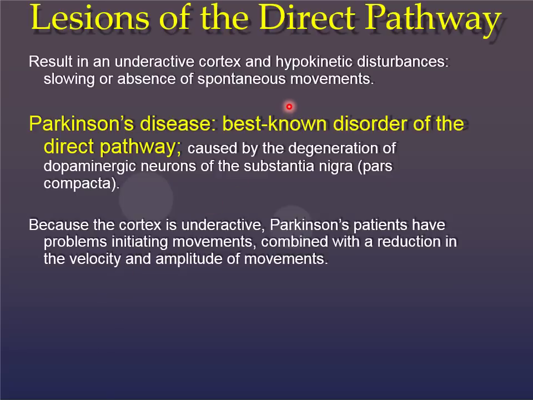Lesions of the direct pathway result in underactive cortex and reduced movement, hypokinetic disturbance, slowing or absence of spontaneous movements. Parkinson's disease is the classical representation of this type of disorder, caused by degeneration of dopaminergic neurons of the substantia nigra pars compacta. Because the cortex is less active, Parkinson's patients have problems initiating movements, and there's a decreased amplitude and velocity.